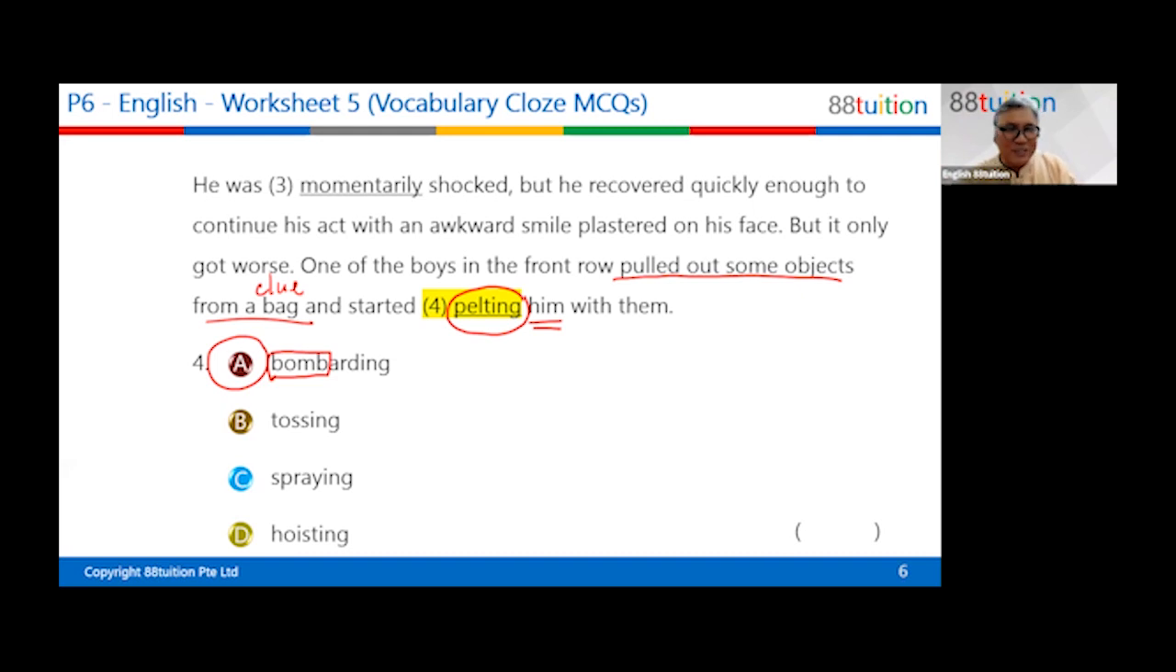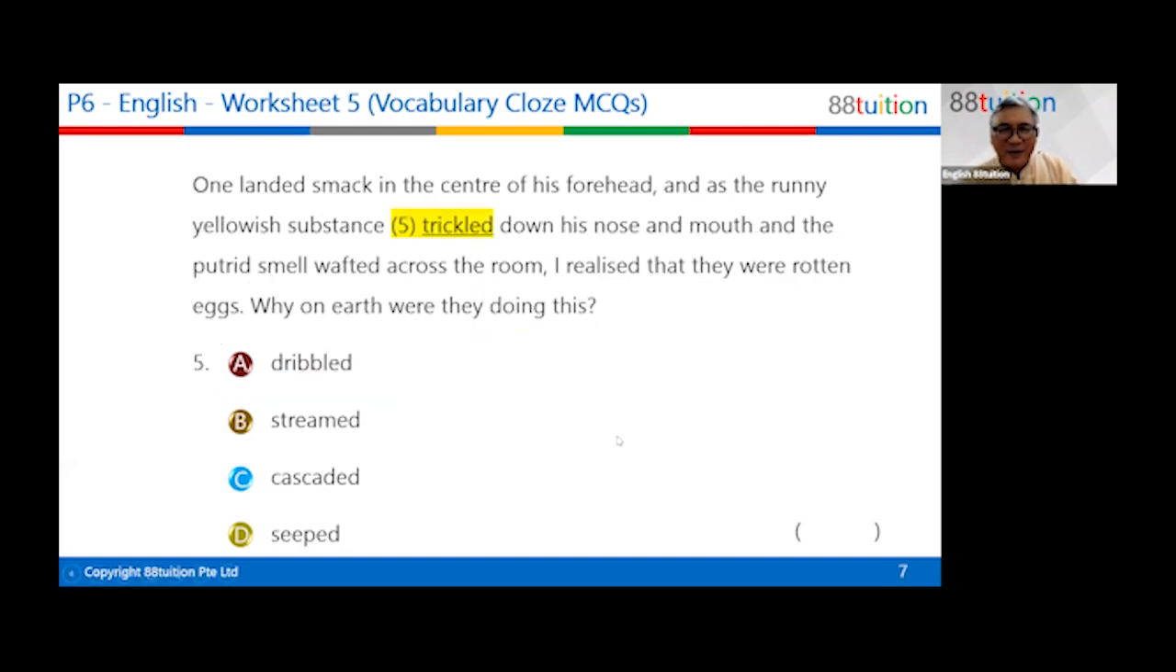Any questions there, anyone? Okay, one last one. Prickled. Number 5, go.